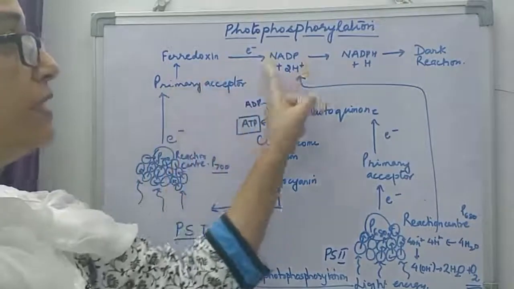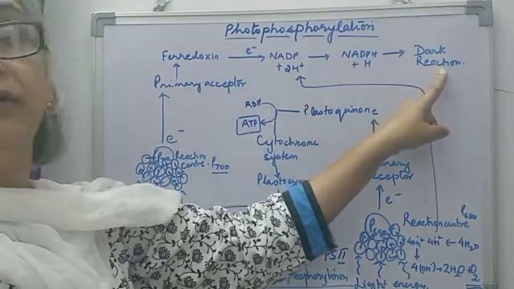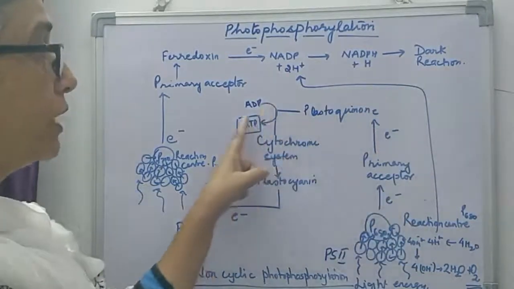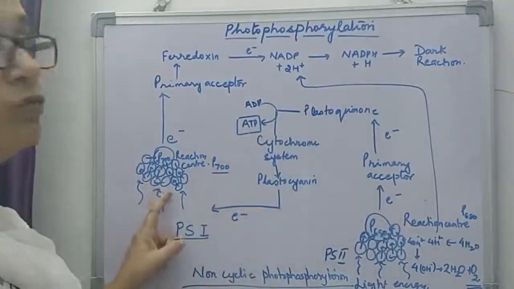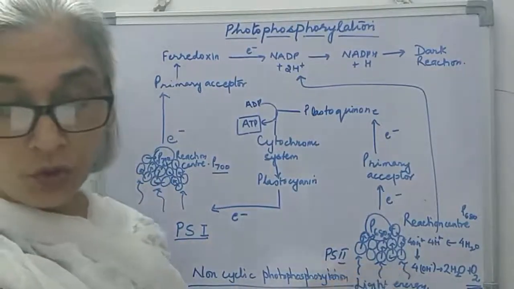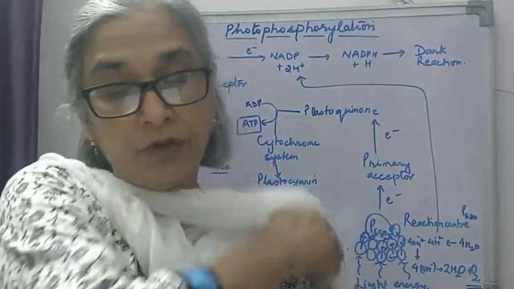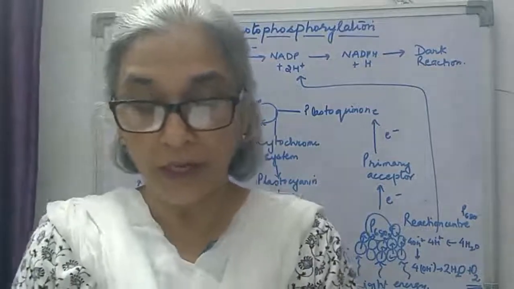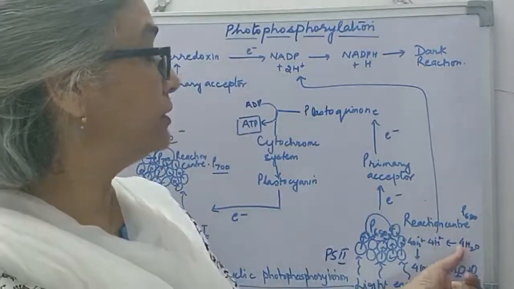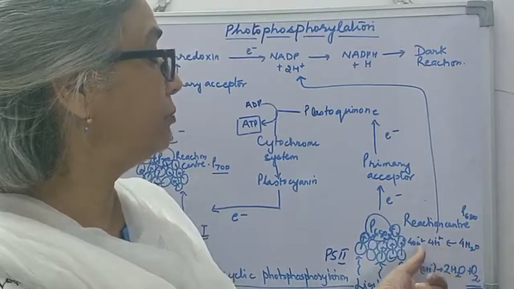So this is removed for dark reaction, and the electron comes back to photosystem 1 from photosystem 2. Non-cyclic photophosphorylation needs a constant supply of water molecules. These water molecules are split.